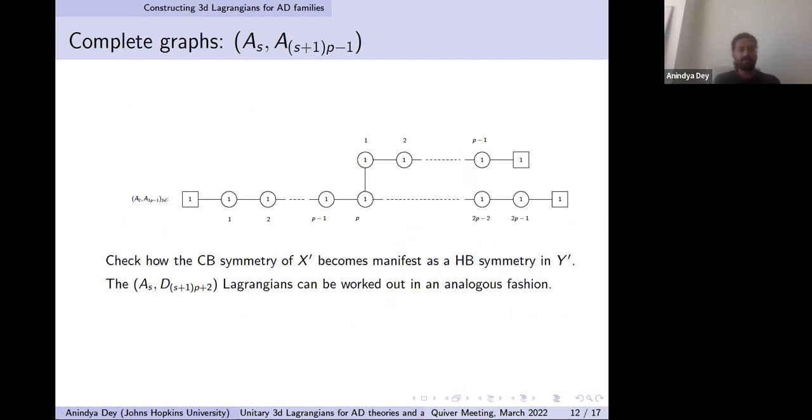Okay, but you can continue doing this for higher S and higher P, and it works seamlessly, and it can be extended to the A-D-type Lagrangians, which also can be worked out in exactly the same kind of fashion. That means that the exact mirrors are different, but the construction is exactly the same.